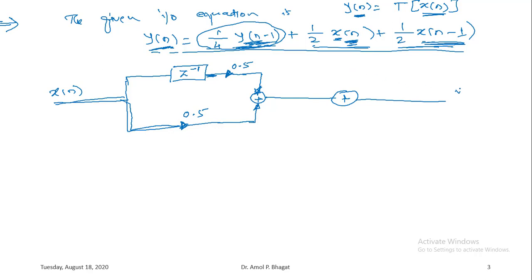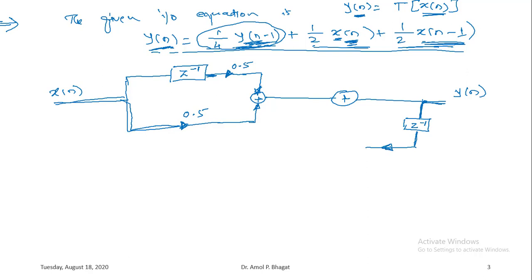So if your output is y of n here, that means I have to take this output y of n and feed it back to the system. This output will be fed back by taking its delayed version. It gets delayed by one time unit, so y of n minus 1 will be the resulting output here. Then I will multiply it with 1 by 4.